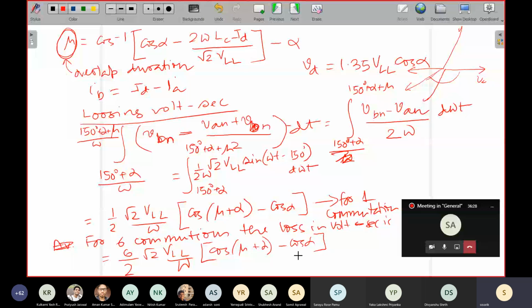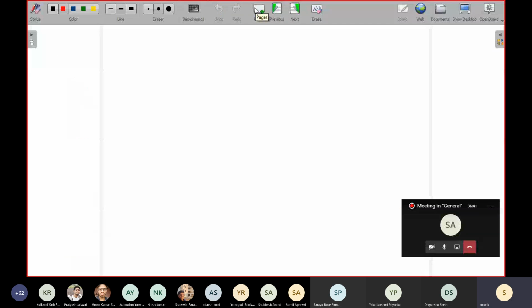Now let us find out the average of it. Average of it means divided by 2 pi. So it will be 6 by 2 root 2 VLL by 2 pi into cos of mu plus alpha minus cos alpha, right? This is what is done by averaging over the period.